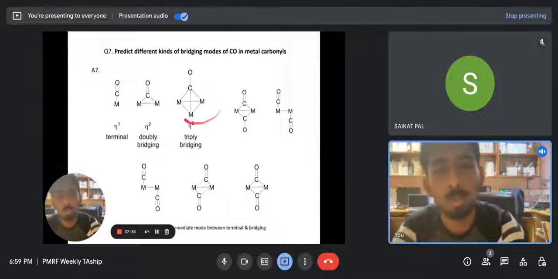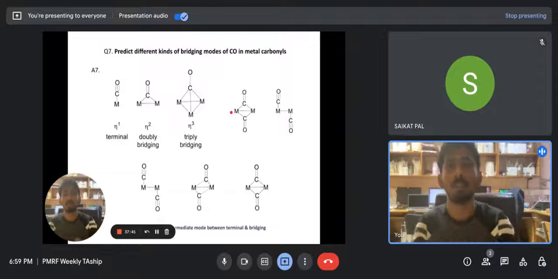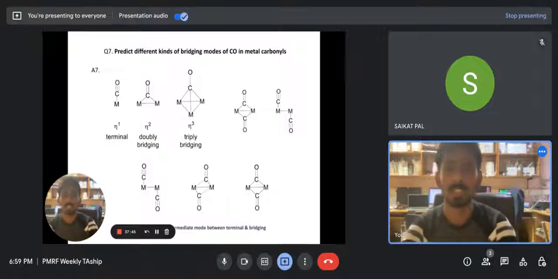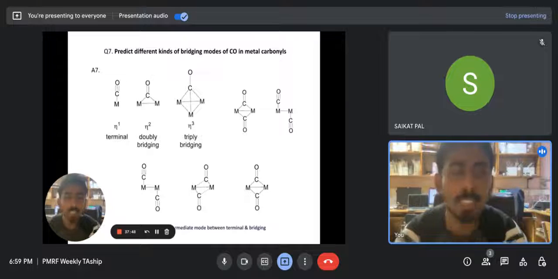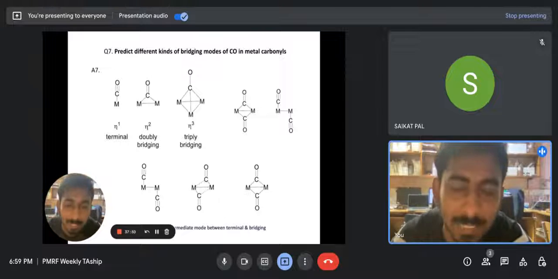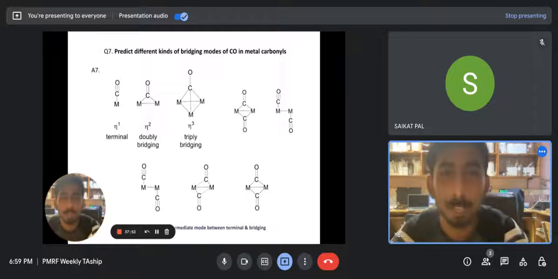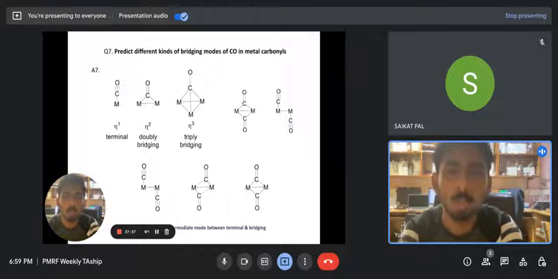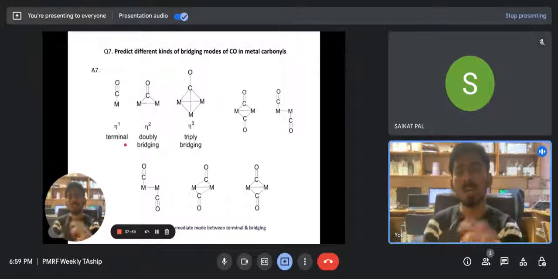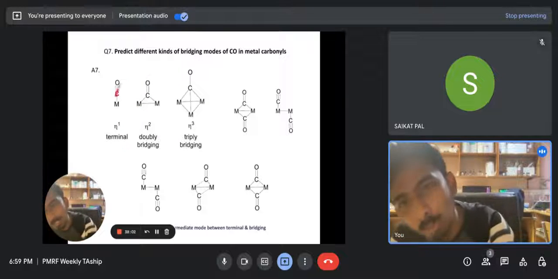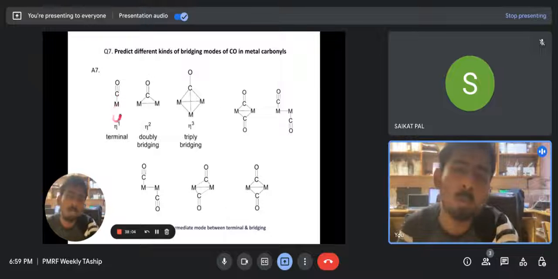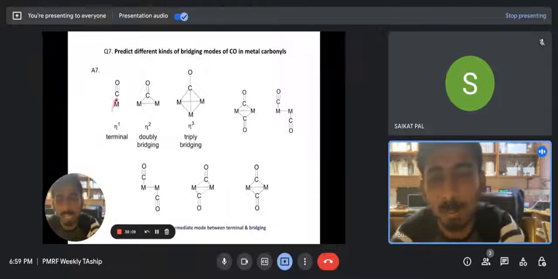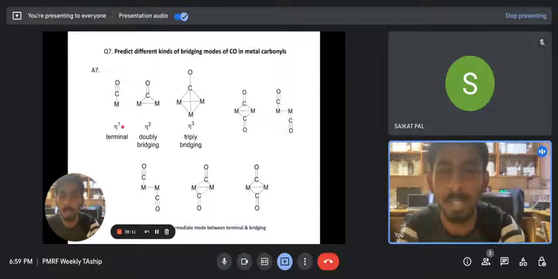Now we are going to some specific examples where we will go through different kinds of bridging modes of CO in metal carbonyls. So metal carbonyls can be bound to the metal center, or they can form several kinds of bridging modes, or there can be several kinds of binding modes also. So you see, the first one is the eta 1 terminal binding. Here you can see only one carbon atom is bound to the metal center. So only one center is bound to the metal. So it is eta 1. It is in a terminal position, so it is terminal binding.